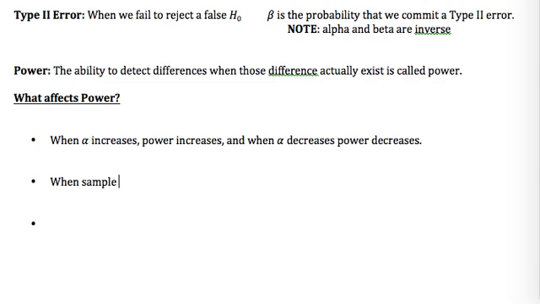When sample size increases, what do you guys think? This one's obvious. When sample size increases, is your power going to go up or go down? Your power goes up because you're seeing more of everything. So of course, if there's something unusual going on, you're more likely to see that as well. Okay? So power increases, and vice versa. So sample size goes down, power decreases. I think that one's pretty obvious.